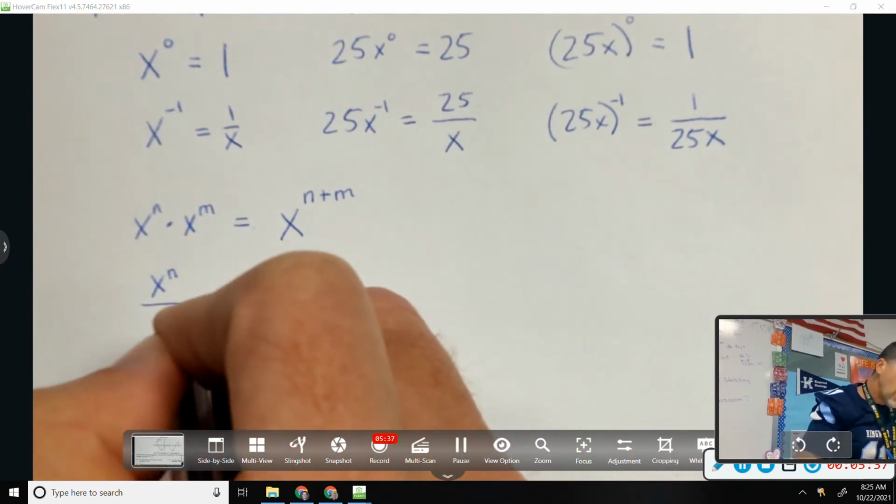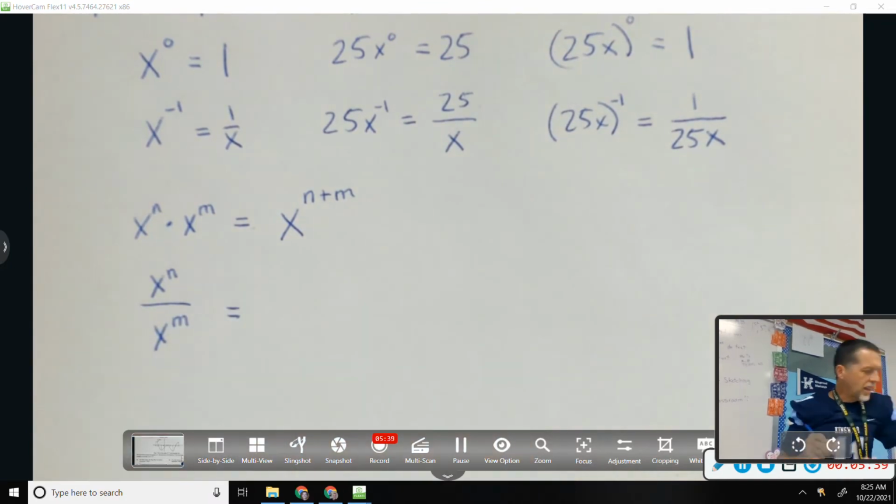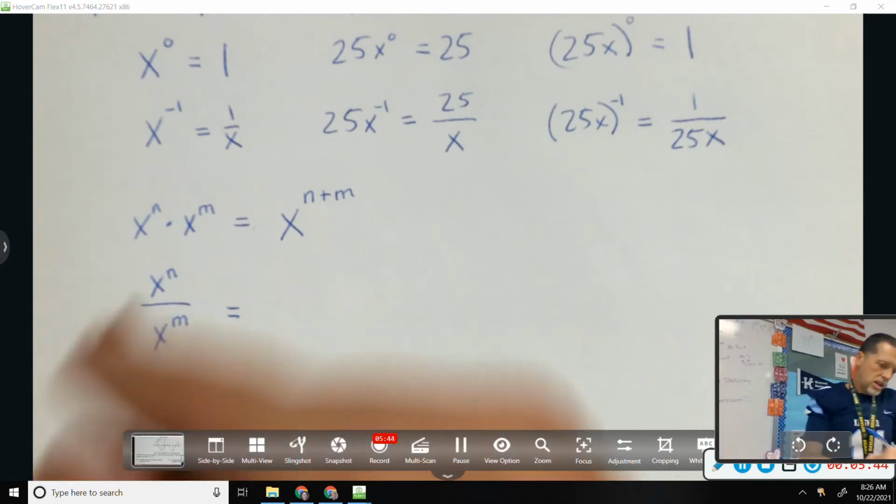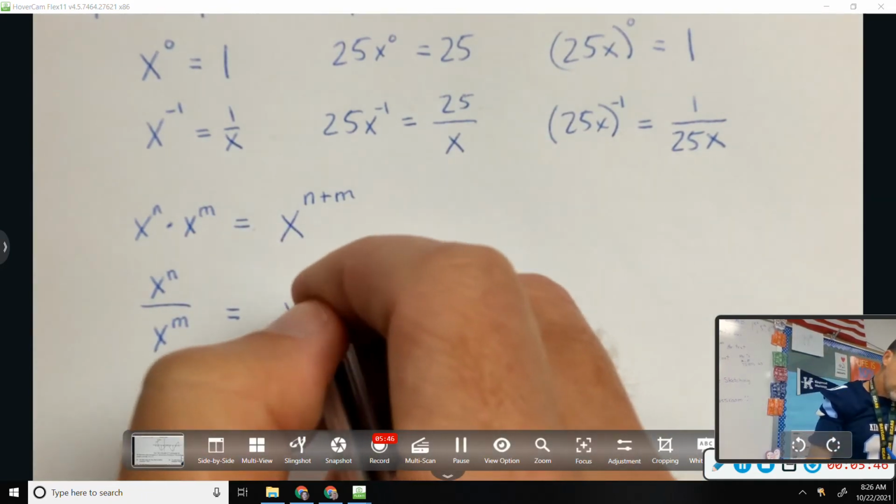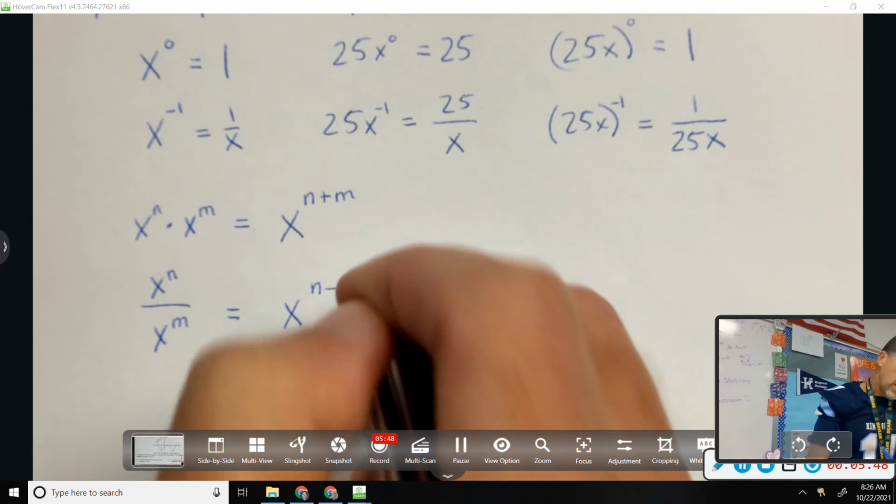How about x to the n divided by x to the m? Well, you've got to get rid of the one on the bottom, so you make it on the top. X to the n minus m.